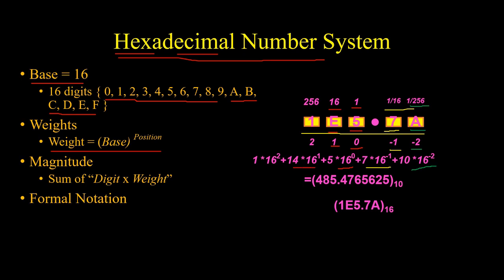Now to find magnitude, we will multiply each digit with its weight and then we will sum to find a number in decimal number system, which in this case is 485.4765625 to the base 10. And this is the conversion of 1E5.7A to the base 16, hexadecimal, to a decimal number system.